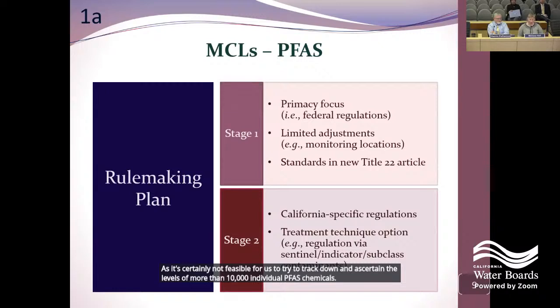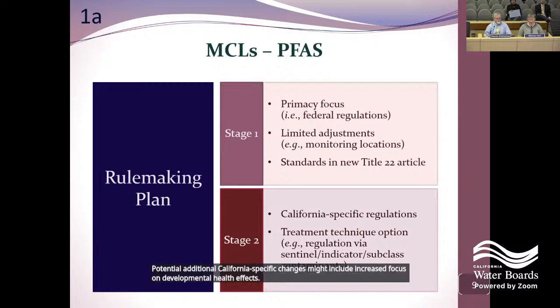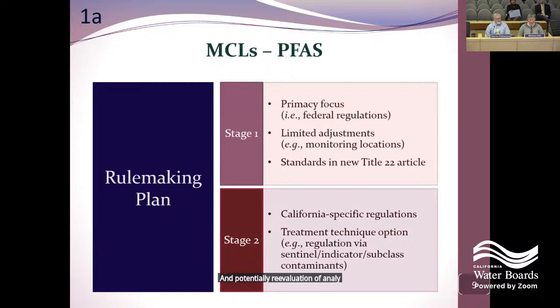The treatment technique approach would potentially rely on a limited number of sentinel or indicator PFAS chemicals to represent treatment and removal efficacy for various subclasses based on chemical structure, health effects, and/or optimal treatment technology. Potential additional California-specific changes might include increased focus on developmental health effects and potential reevaluation of analytical sensitivity for technological feasibility.